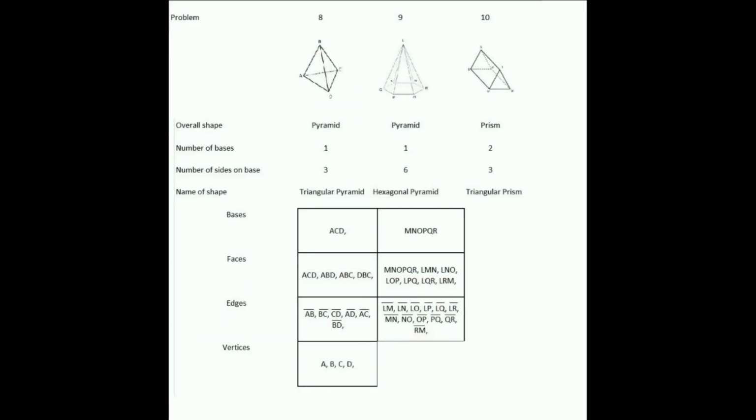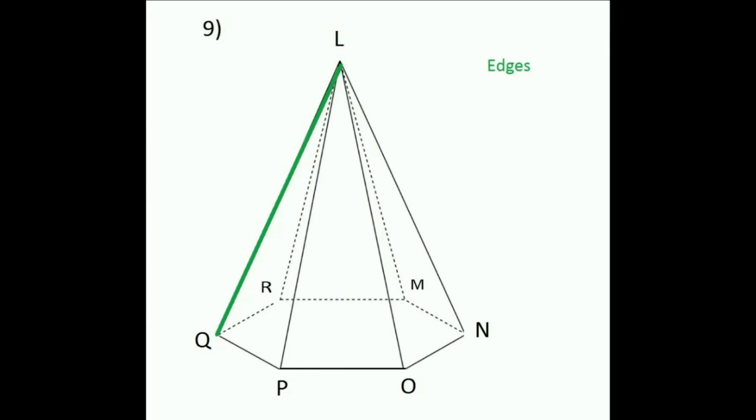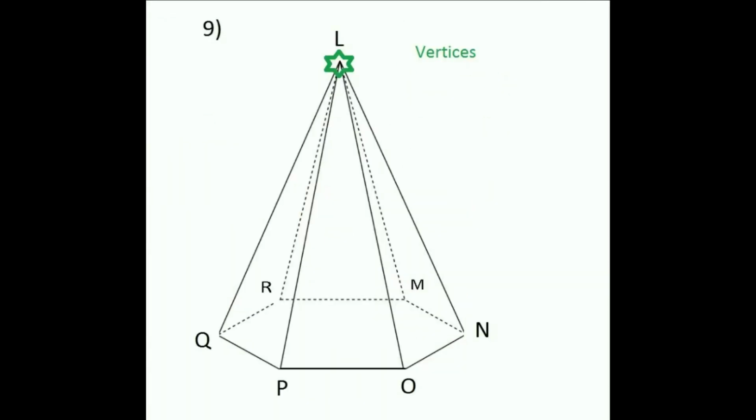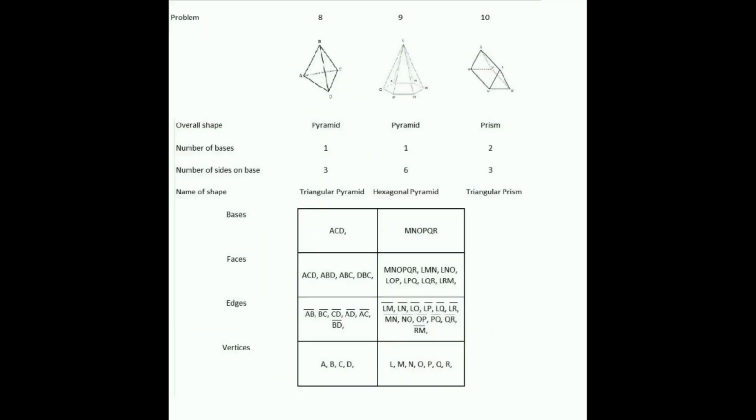Alright, so going on, here's our edges, and here's all our line segments. Let's go through these. Line segment LR, then we have line segment QL, line segment PL, line segment LO, line segment LN, line segment LM, line segment RM, line segment MN, line segment ON, line segment PO, line segment QP, line segment QR, and that's it. Now we're going to look at our vertices, and our vertices are as follows. Vertex L, vertex R, vertex Q, vertex P, vertex O, vertex N, and vertex M. And that's it for our hexagonal pyramid.